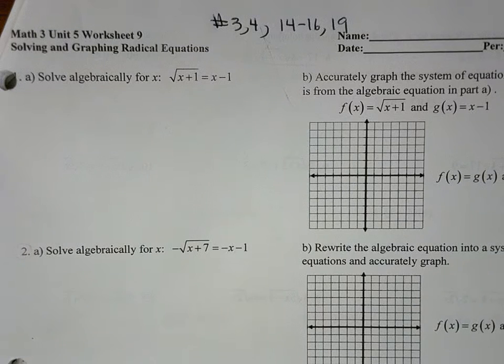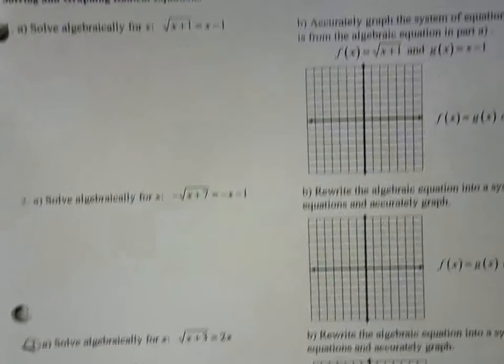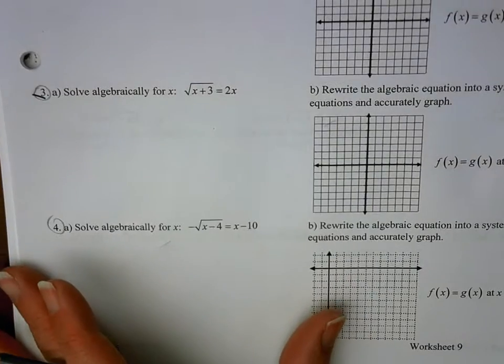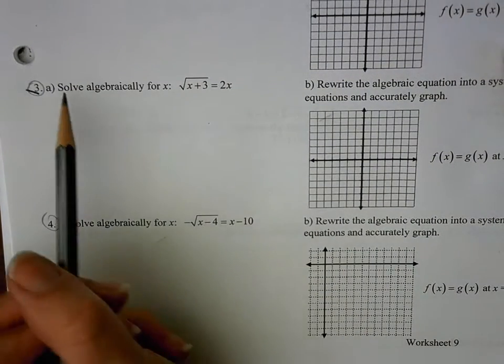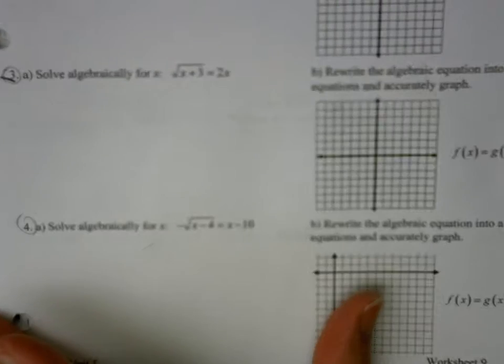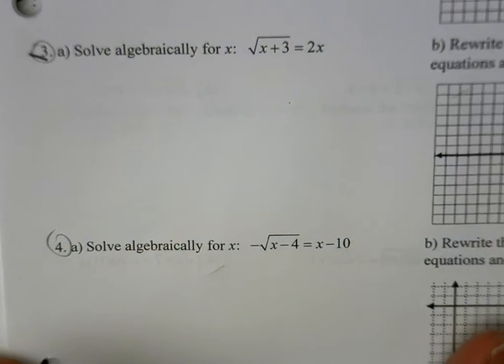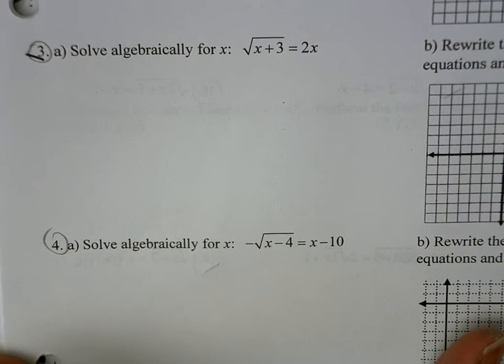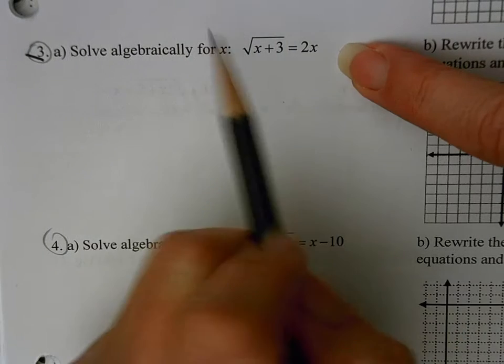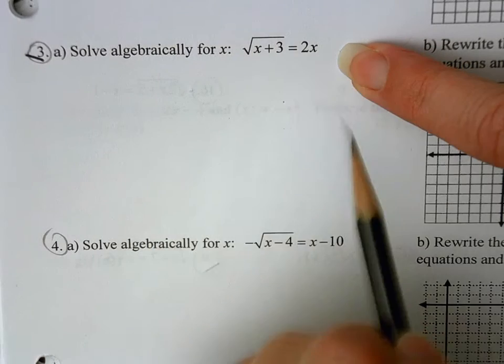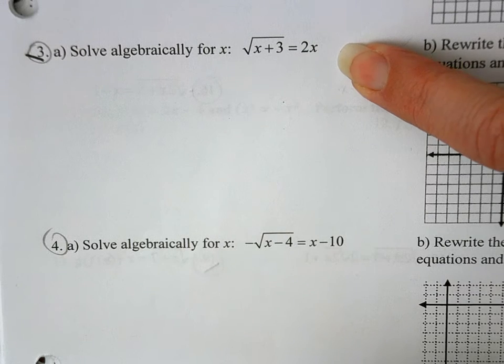Okay, this is homework help for Unit 5, Worksheet 9, Math 3, and I'm going to start with question number 3. For question number 3, they want us to solve algebraically for x. So the first thing I always want to do is isolate the radical. There's nothing in front of or behind the radical, so the radical is already isolated.